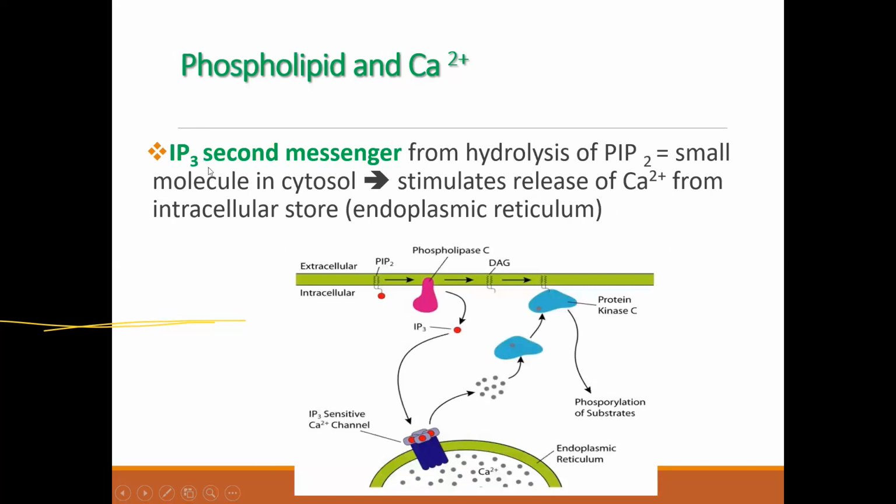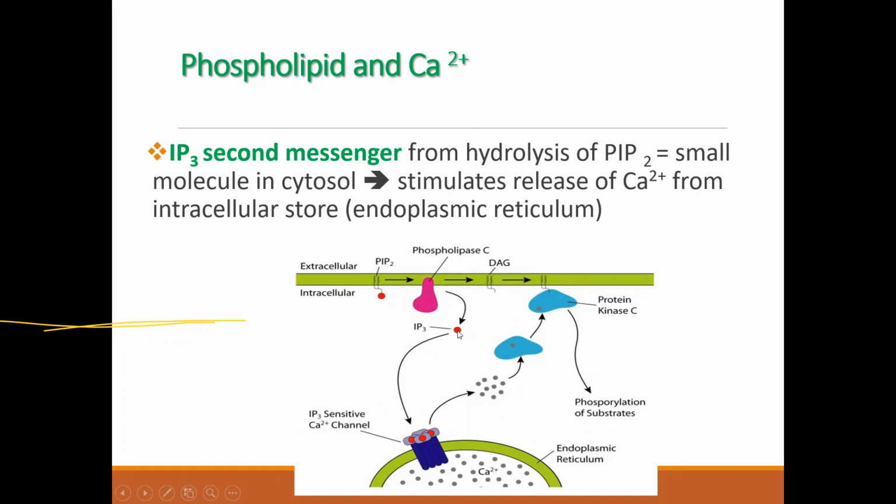IP3 is another type of second messenger produced from the PIP2 substrate. This molecule is very small, and we find it in the cytosol. It will stimulate the release of calcium ion from the storage inside the cell. In the diagram, this is the PIP2 substrate, and because phospholipase C hydrolyzes PIP2, the products are IP3, inositol triphosphate, and DAG, here.